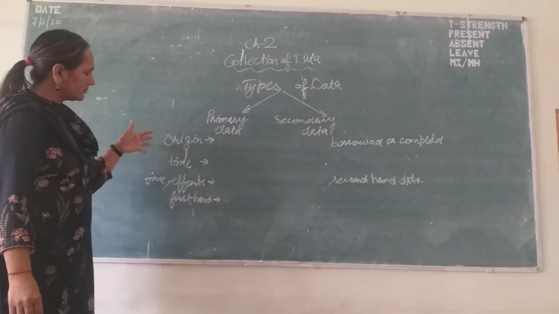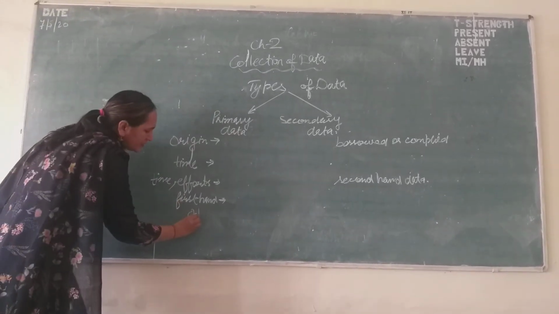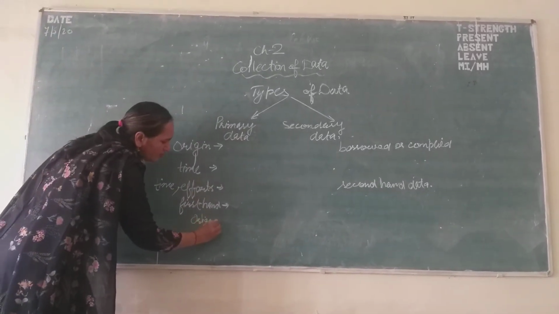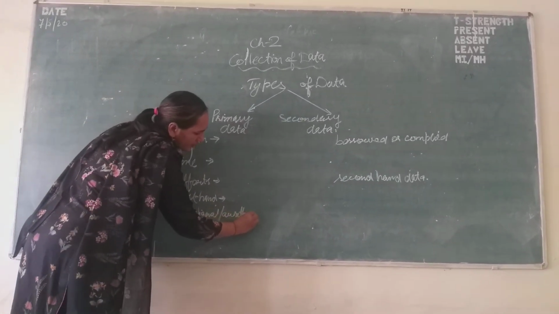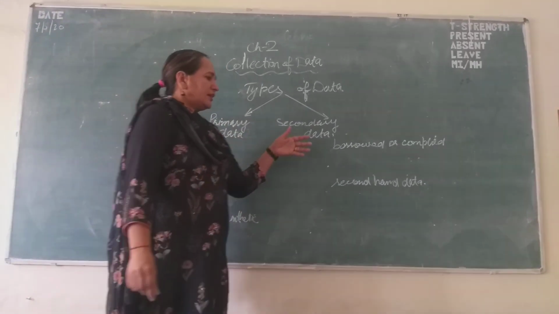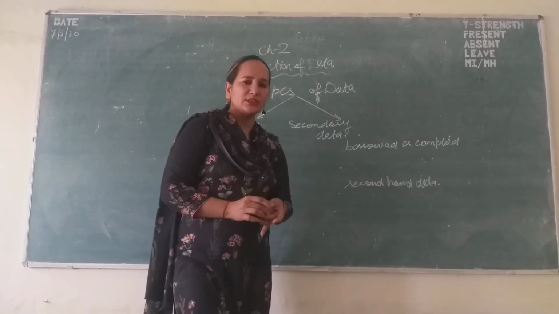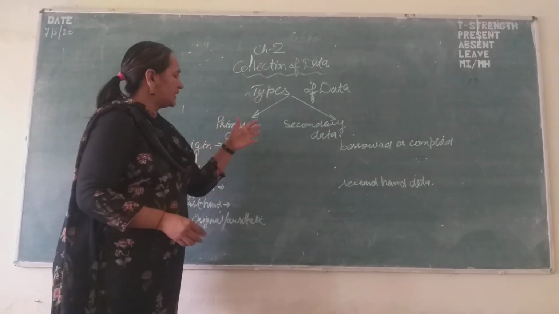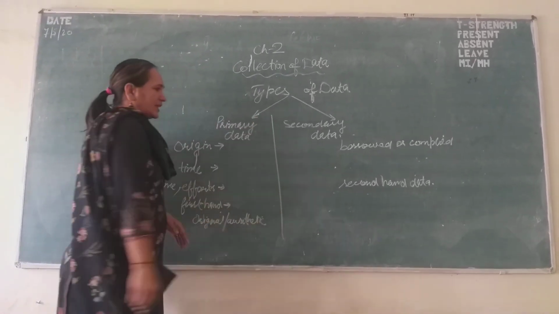Next, primary data may be original in nature, more authentic, but secondary data is not collected by the investigator. Its authenticity is questionable. Clear, students? The difference between primary and secondary data is a question that always comes in exams.